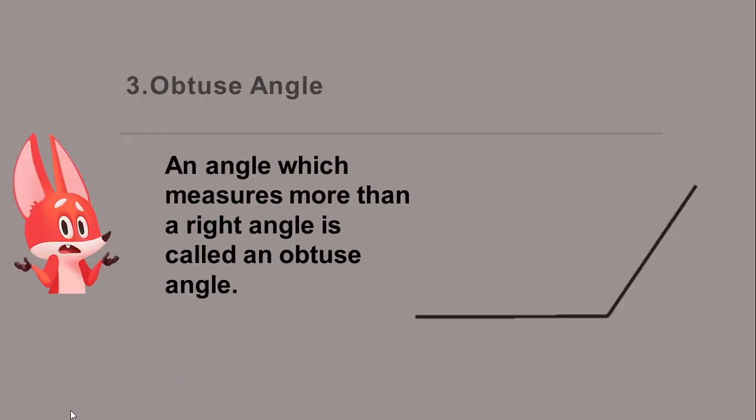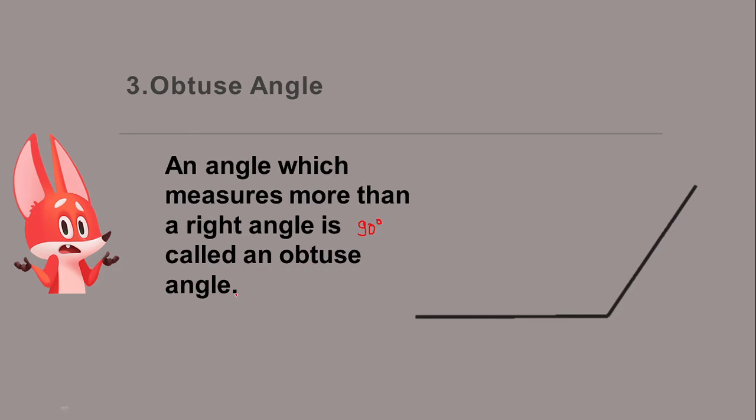Then let's see the next angle, that is an obtuse angle. An angle which measures more than a right angle, that is more than 90 degrees, you're going to call it an obtuse angle.